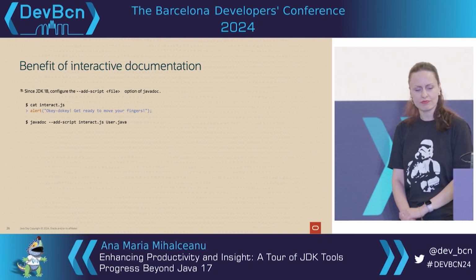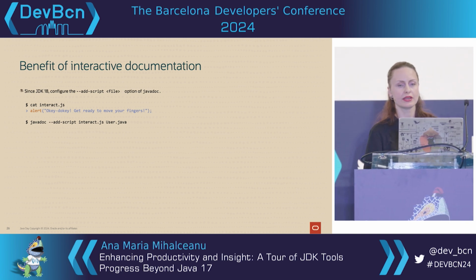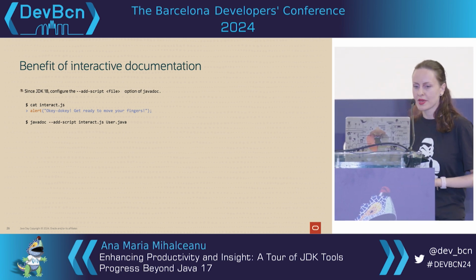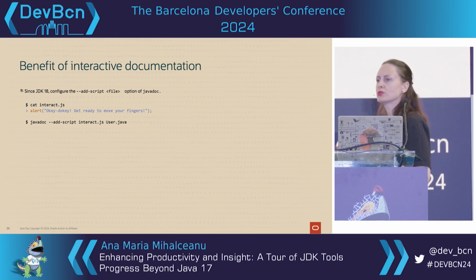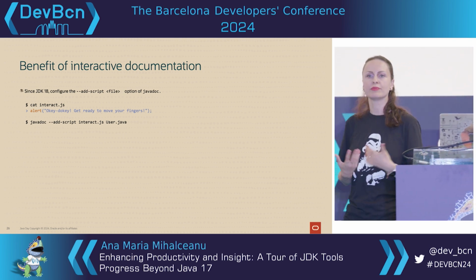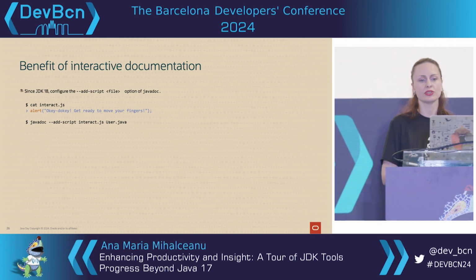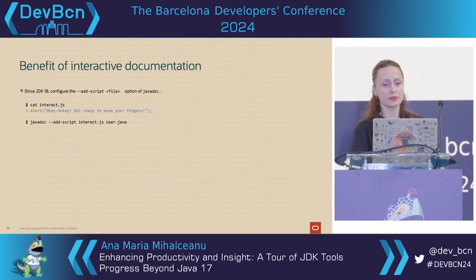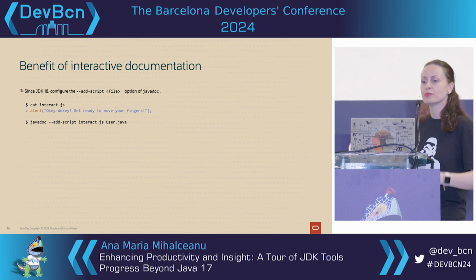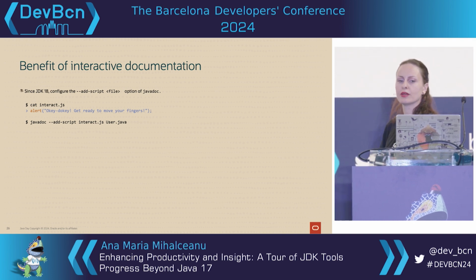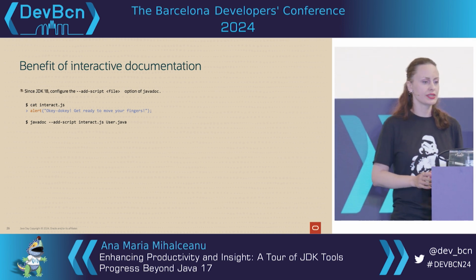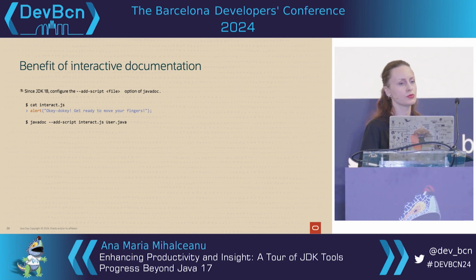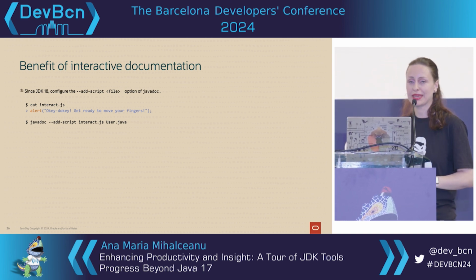CSS with JavaDoc has been there for a while, but there was also a need, like maybe we would like to add our own scripts, make our own documentation dynamic. So we can do this with the --add-script option. And by using that option, the file will be copied to the generated documentation, and a script element will be added to every generated HTML page.